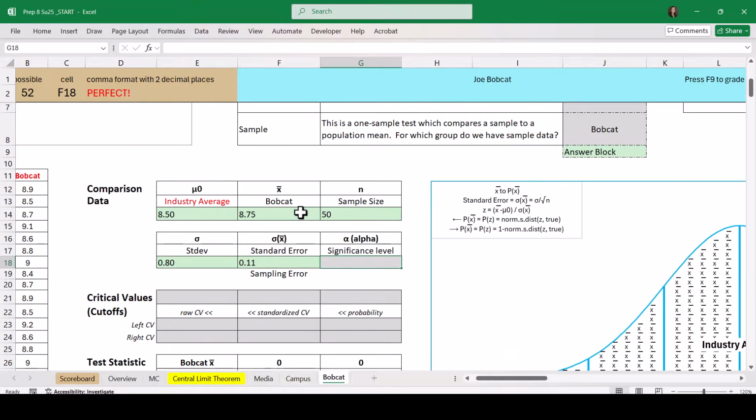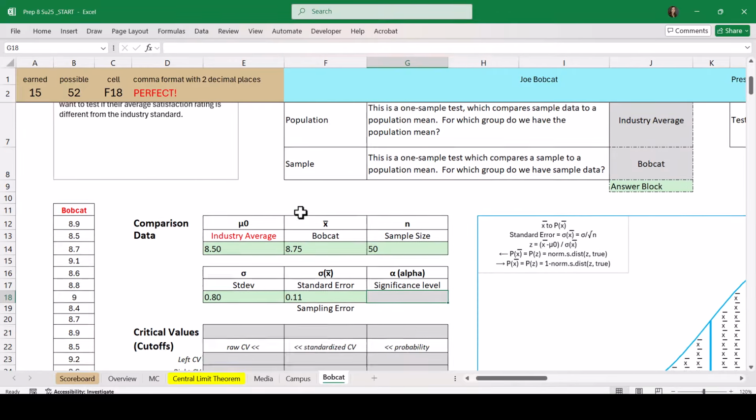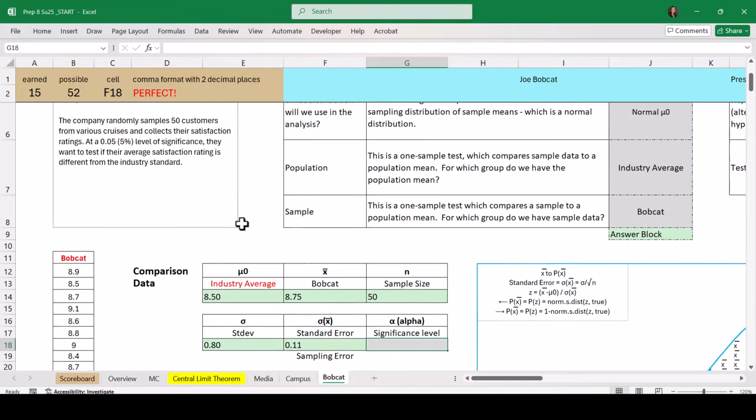All right, now we want to determine our cutoffs or our rejection region, right, when we're going to reject the null hypothesis. So alpha, or the significance level, will always be provided in the research description. Ours is 0.05 or 5%.